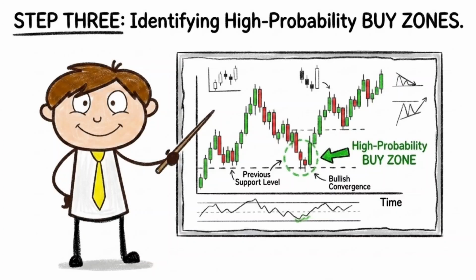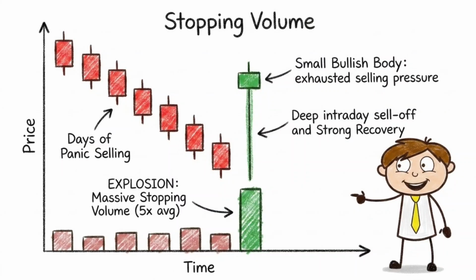Step 3. Identifying high probability buy zones. Now we start putting this into action. The first pattern is stopping volume.